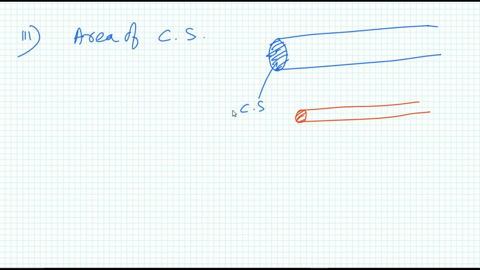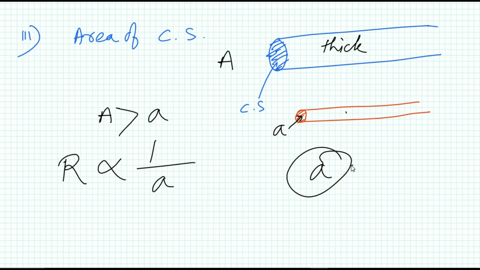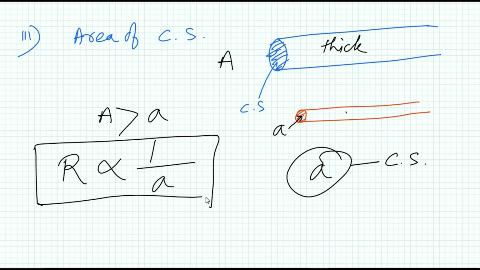So what is the difference? If this cross section is capital A and this cross section is small a, that means here A is bigger than a, or we can say this conductor is thicker than this conductor, right? So if the resistance of the conductor is R, as I told earlier, then R is inversely proportional to area of cross section, which we denote by A. That means the resistance is inversely proportional to the area of cross section.